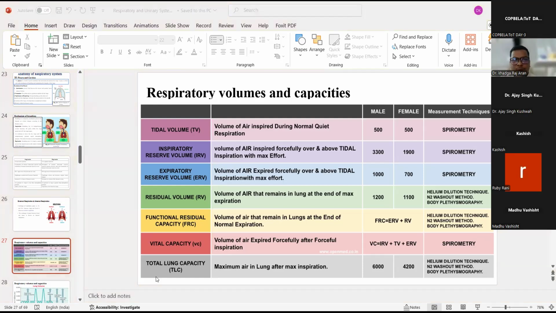So this is the spirometry. With the help of this, we can measure the tidal volume and vital capacity. This spirometer consists of three bulbs, red in color, blue in color, and yellow in color.